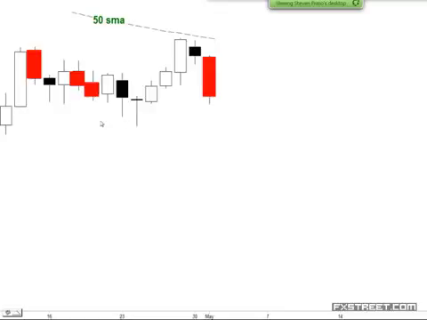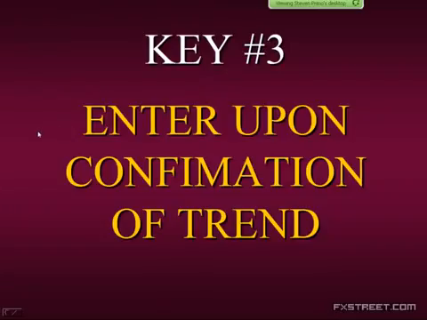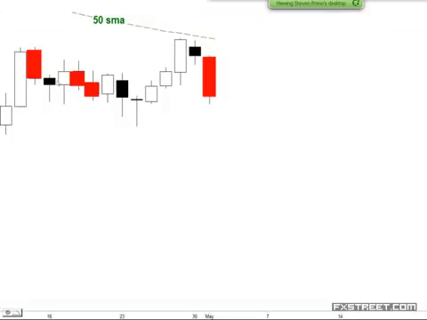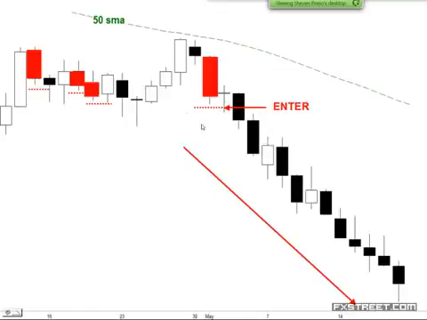Now, this doesn't work like clockwork all the time, but we can enter upon the confirmation trend again by selling on the next bar, only if price trades 1 to 5 pips below the bar that closed in the bottom 25%. So in other words, we see here that we have 3 bars that closed, but nothing really happened. Even though you could have entered all of these places right here, there wasn't really much of a move down. But as we see here, we have 1 more bar that closed lower. We could have taken advantage of this and entered.